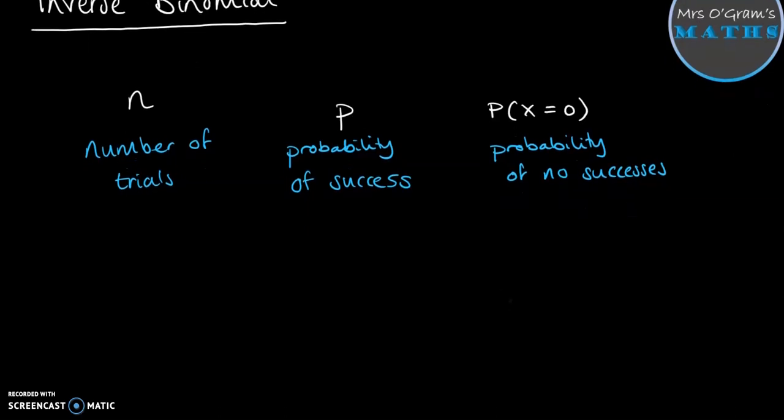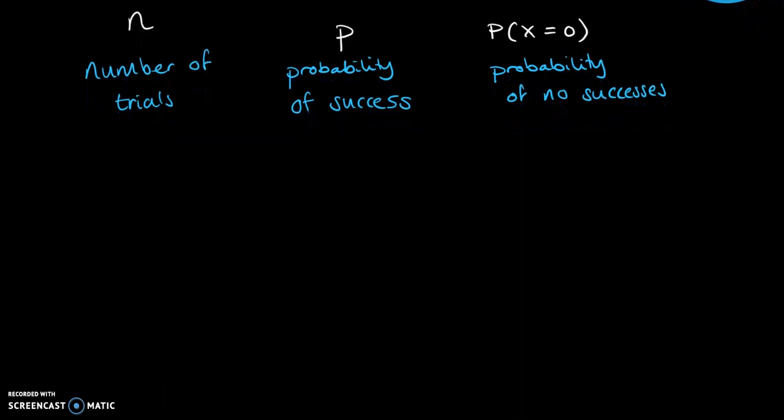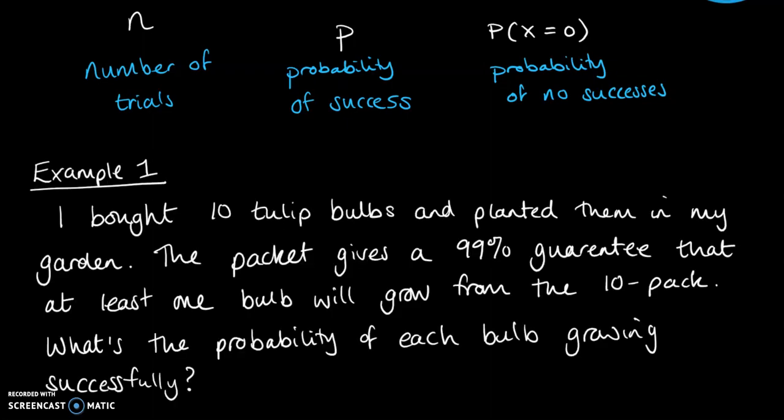So let's look at an example of how this actually works. What this means is we'll have information on 2 out of the 3 of those things, and we can use them to work out the other one. So I bought a 10 tulip bulb pack and planted them in my garden, and this packet gives a 99% guarantee that at least one of those bulbs will grow from that packet of 10. From that, I can work out the probability of each of the bulbs growing. So what does each bulb's chance stand at for it growing successfully?